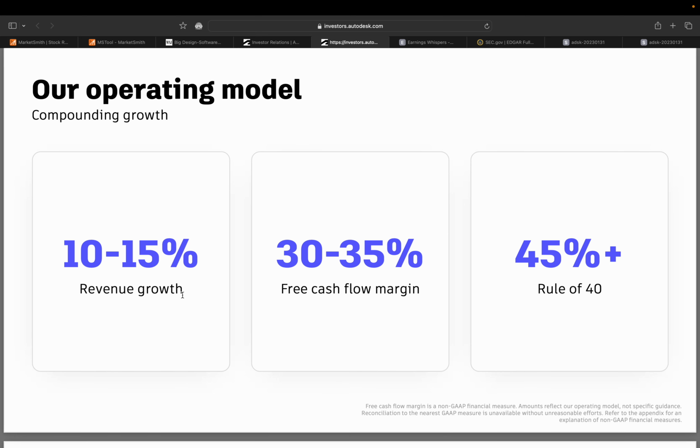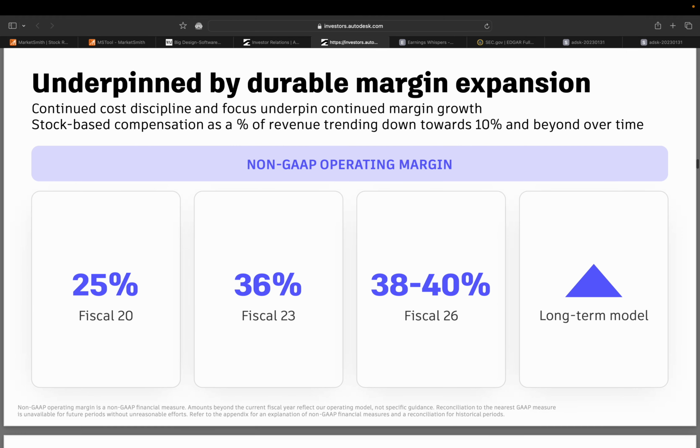So the revenue growth is 10 to 15% a year. The free cash flow margin is 30 to 35%. So this is generally pretty good on my scale. And this is the key, the rule of 40. The rule of 40 is something that's applied to software companies. It's sort of showing the level of growth it's having. And it's generally said that over 40% is good. So it's having 45%, which is really good. So this kind of key thing is what I'm trying to find.